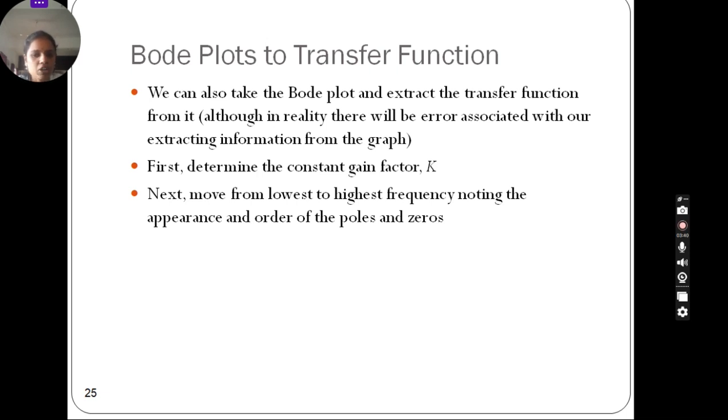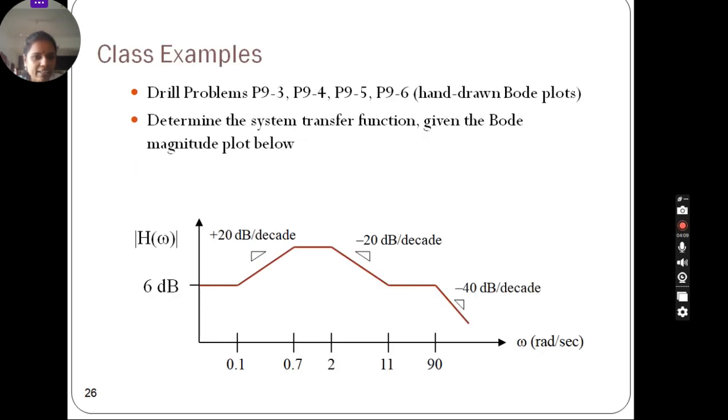Next, how to convert the Bode plot to the transfer function. When extracting the transfer function from a Bode plot, there will be some error associated with extracting information from the graph. First we determine the constant gain factor K, and then move from lowest to highest frequency, noting the appearance and order of the poles and zeros. Here is an example: determine the system transfer function given the Bode magnitude plot below, by finding the values from the Bode magnitude plot.